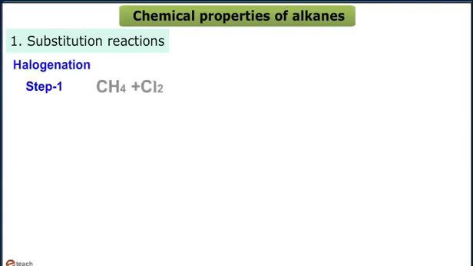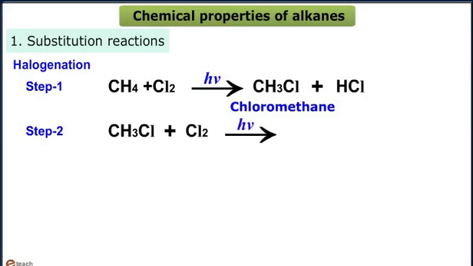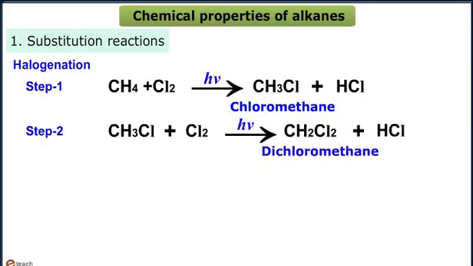Step 1 is CH4 plus Cl2 in presence of light gives CH3Cl plus HCl. Step 2 is CH3Cl plus Cl2 in presence of light gives CH2Cl2, that is dichloromethane, plus HCl.